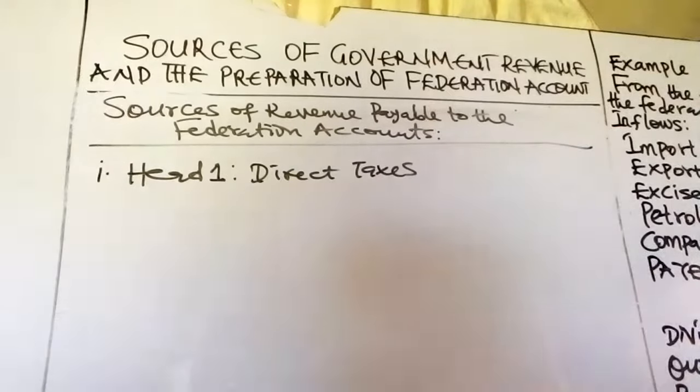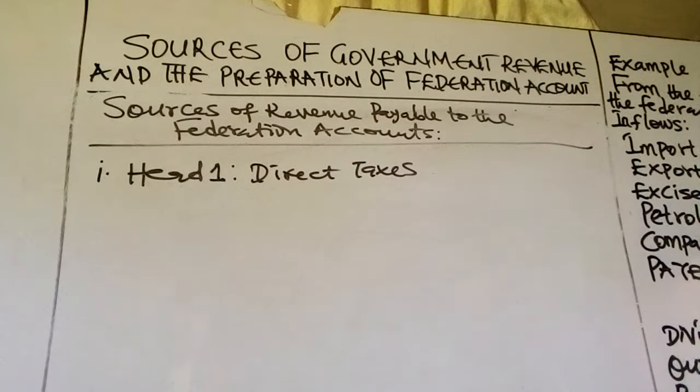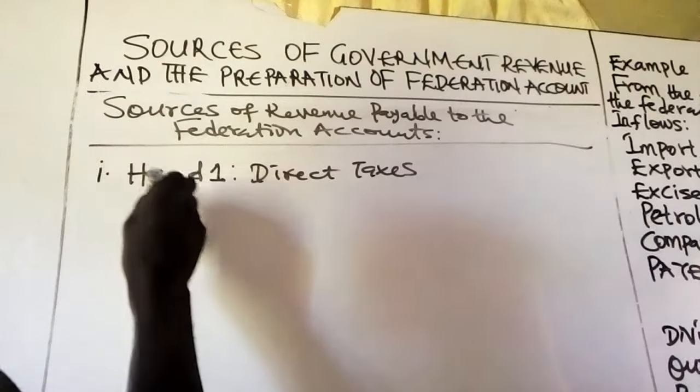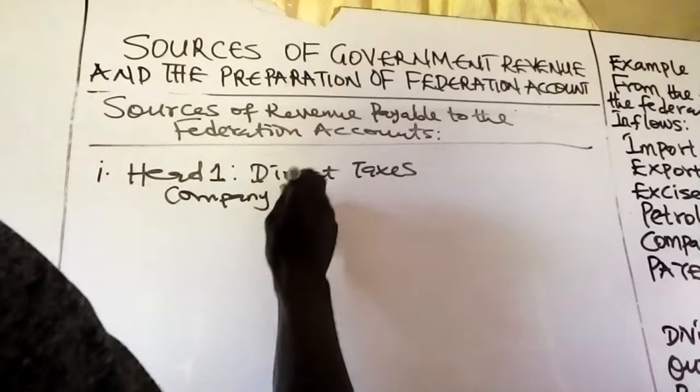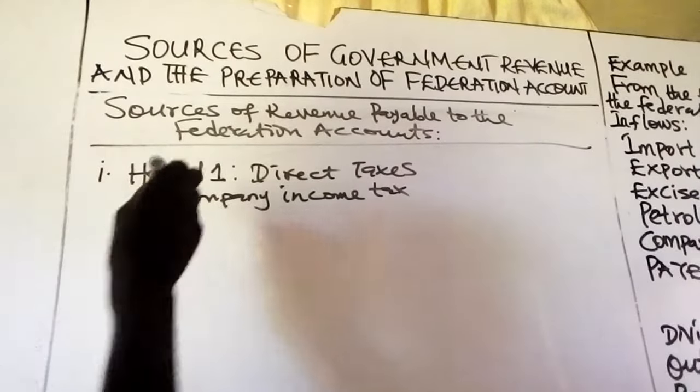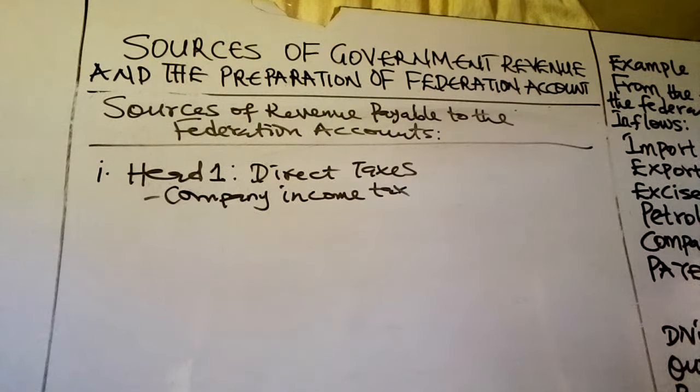If you look at the definition I have given to you, I've told you that those payee of the armed forces, of the police personnel, of the resident of Federal Capital Territory, and the payee of foreign service officers, those taxes will not be entered in the Federation account. So the direct taxes that will be payable or entered in the Federation account include the company income tax. Then we also have petroleum profit tax.